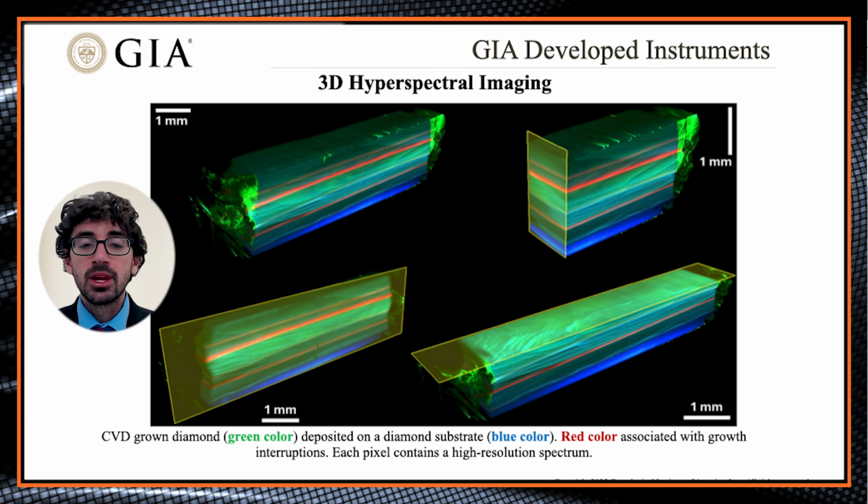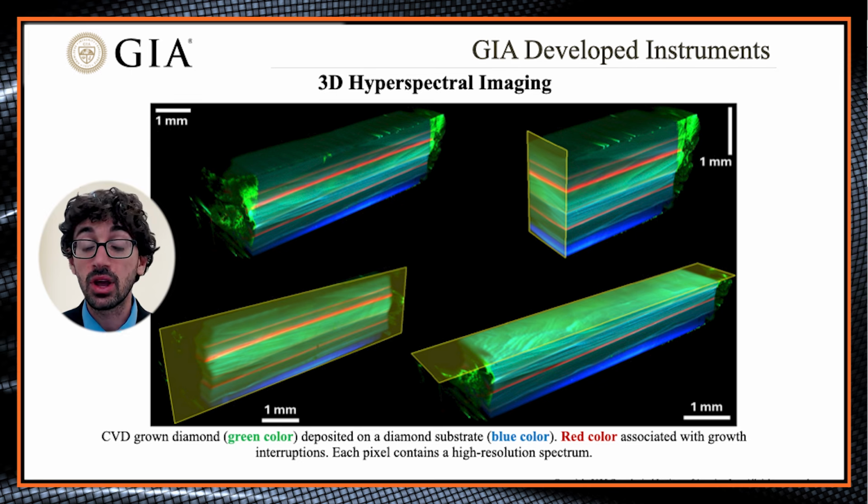So in the following image, this is an example dataset from the three-dimensional hyperspectral imaging system that we have developed at GIA. What you are seeing here is 4 cross-sections showing the total stone, and then different cross-sections following either the XY, XZ, or YZ planes. And what this is showing us is the evolution of this CVD diamond as it grew. This is something that is very difficult to see with other techniques.